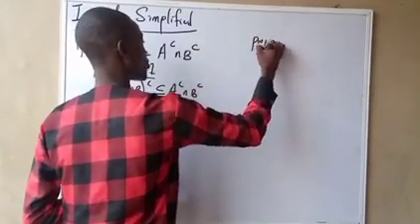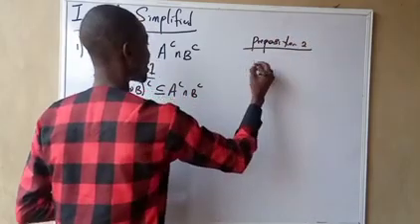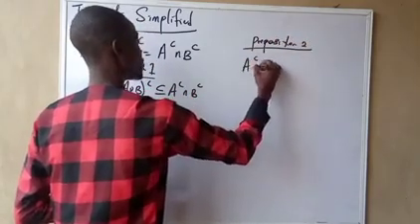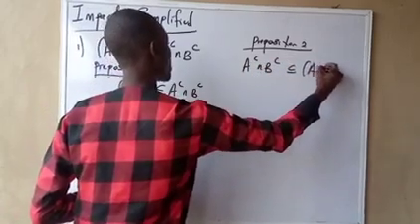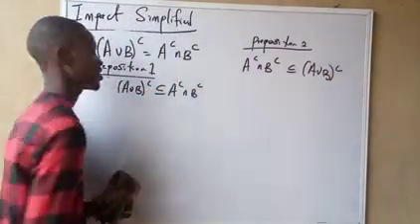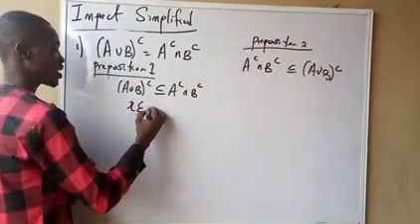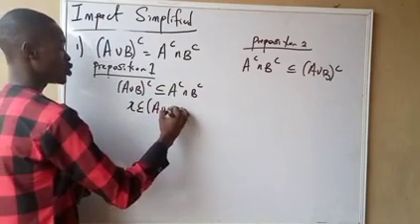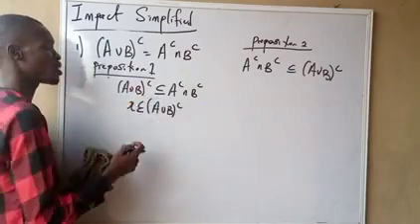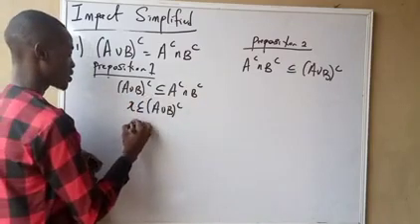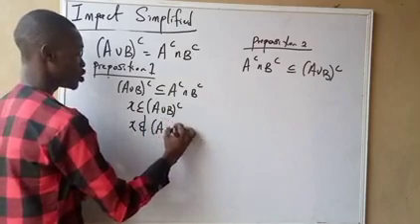And what is our proposition 2? Our proposition 2 will now be from the right hand side, which is A complement intersection B complement, to be a subset of A union B complement. Now let's begin the journey. And what is the first step? We have it as X is an element of A union B complement. We cannot do anything until this complement changes this to what? Not an element. So that will give us X is not an element of A union B.